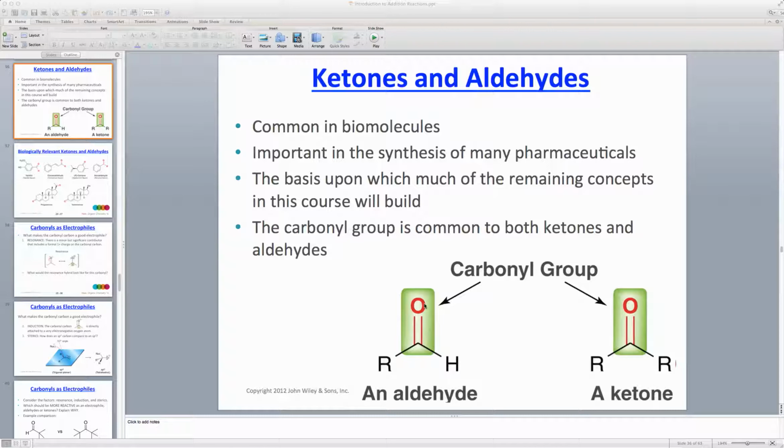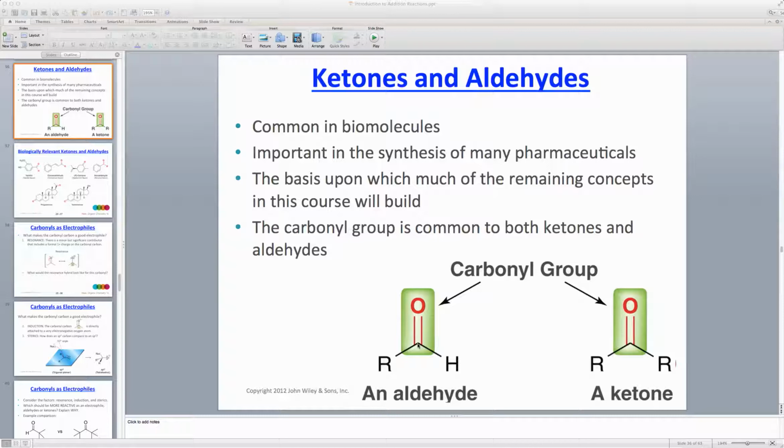Because there's a very large electronegativity difference between oxygen and carbon, the carbon is going to have a significant deficiency of electron density. As a result, it is going to be the best electrophile available in the reaction, and it will undergo nucleophilic attack.